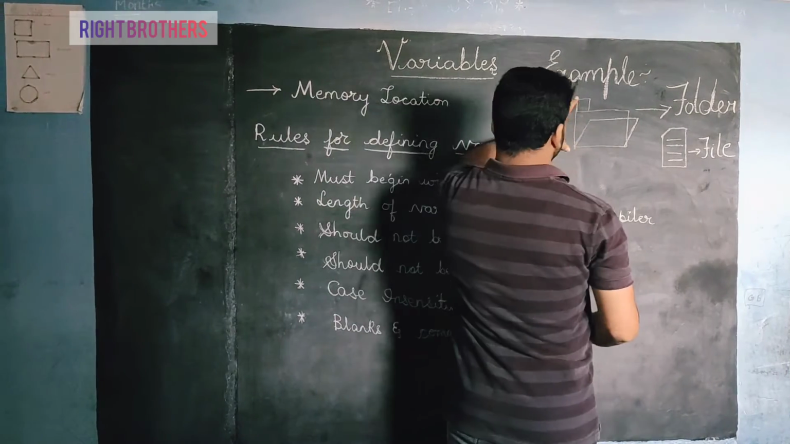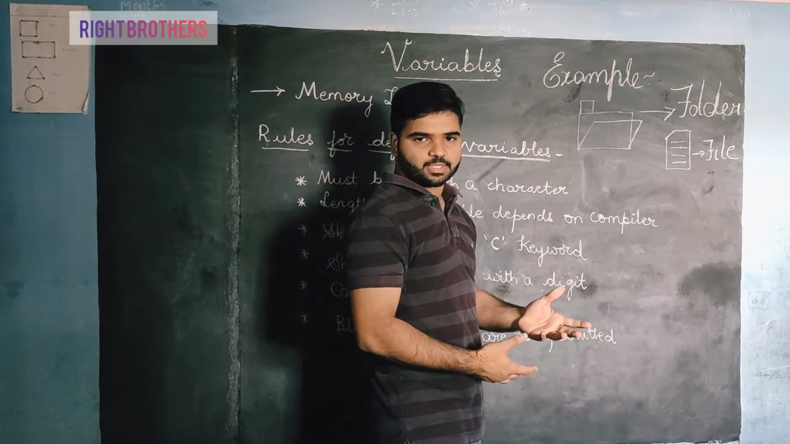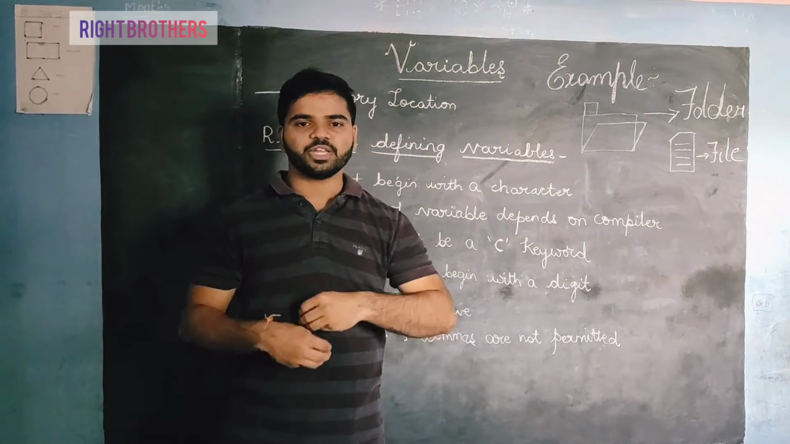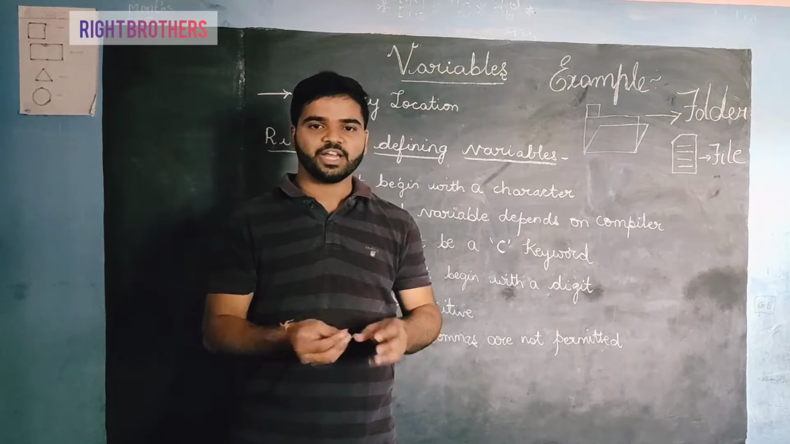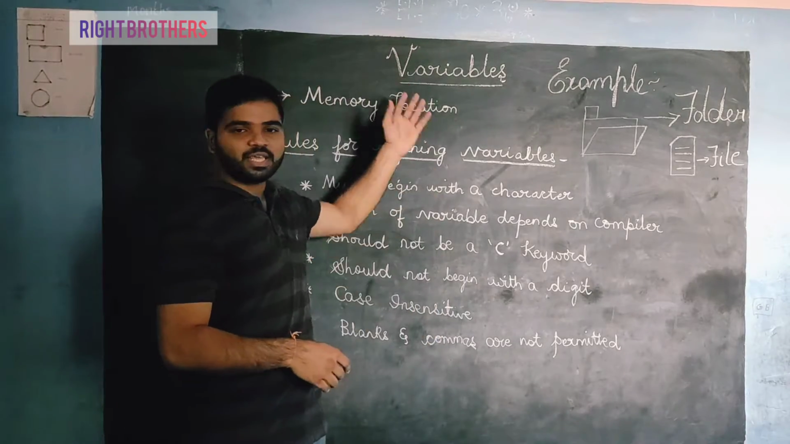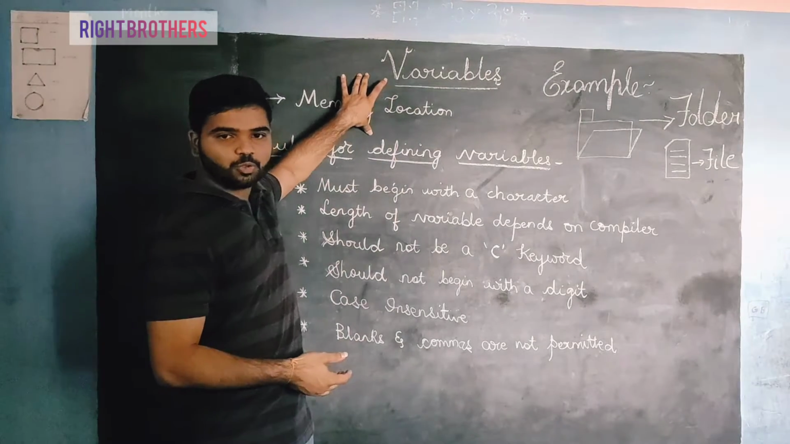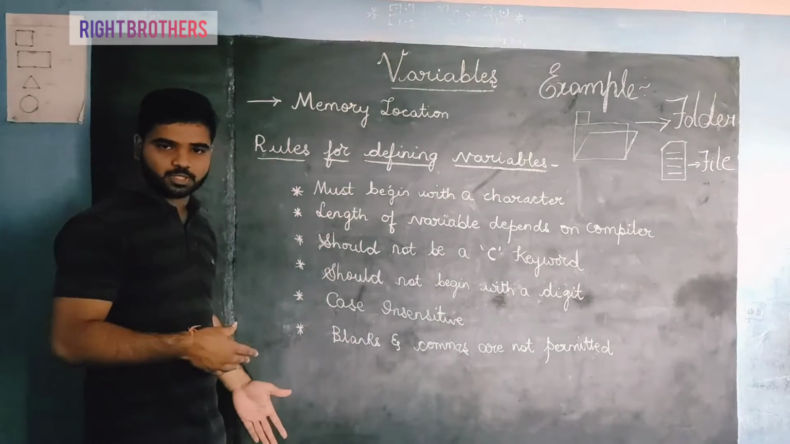So as you know, everyone knows about what a folder is. You might be thinking that in order to save a file, you need a folder. Similarly, when you want to save some data into something, you need a variable in C programming. In order to use this variable, you do have a set of rules to be followed. So, let us see what are those rules.